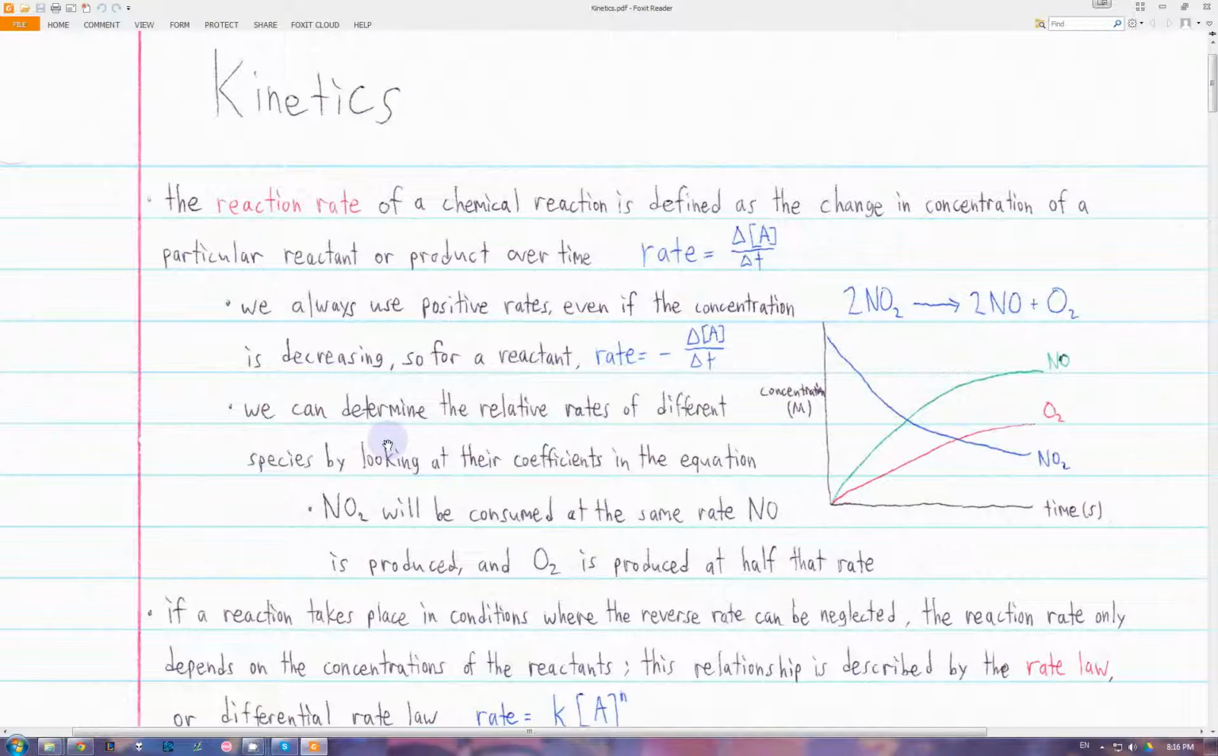And we can determine the relative rates of the different species in the reaction by looking at their coefficients. So say we know the rate of the reaction with respect to NO2. Well, we know that the rate at which NO2 is being consumed is going to be the same rate at which NO is being produced, since their coefficients are the same. And then O2 is going to be produced at a rate half that of NO, because its coefficient is half of the coefficient of NO.